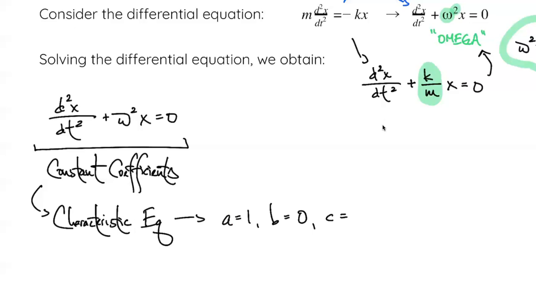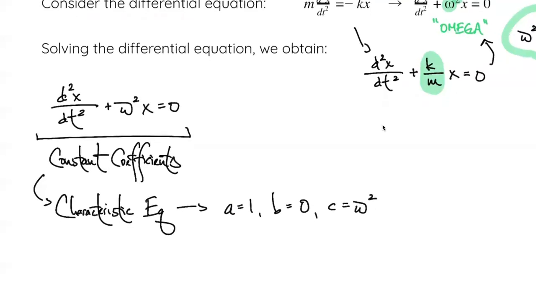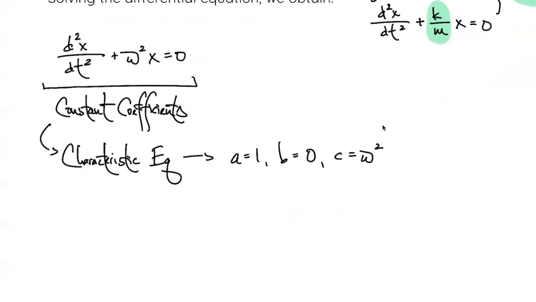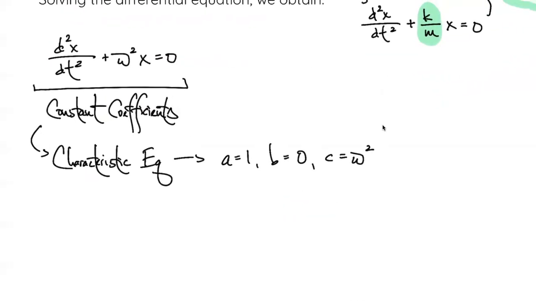C is just the coefficient of our x, so it is indeed omega squared. It's not a 1. We actually want to grab this as the number that is that coefficient. If we take these coefficients and plug them into our characteristic equation, we have 1r squared plus 0r plus omega squared equals 0. In fact, we can say r squared plus omega squared equals 0.